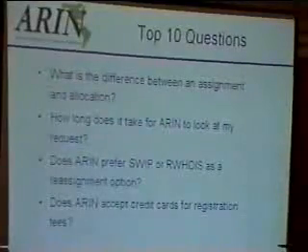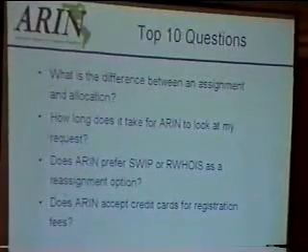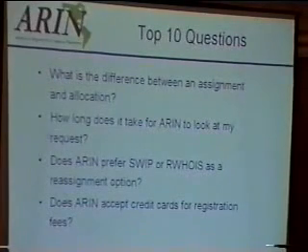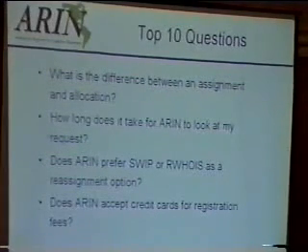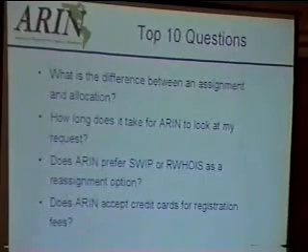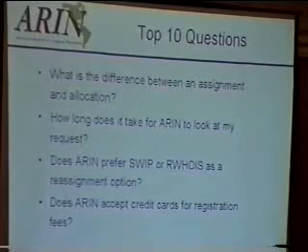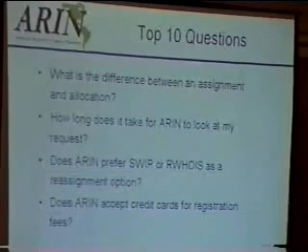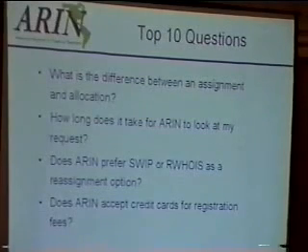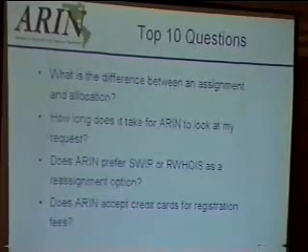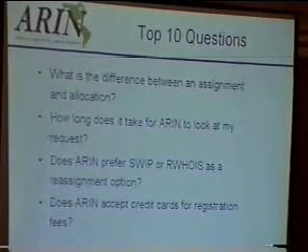And the last four questions that we receive on a regular basis: what is the difference between an assignment and an allocation? Well, in registry terms, an allocation is address space that is issued to an organization that will provide services with that address space, that will further assign or allocate it down to their downstream customers. An assignment is address space that is issued to an entity that is only using it for their own network. They're not using it to provide services to someone else. That's the difference between an allocation and an assignment.